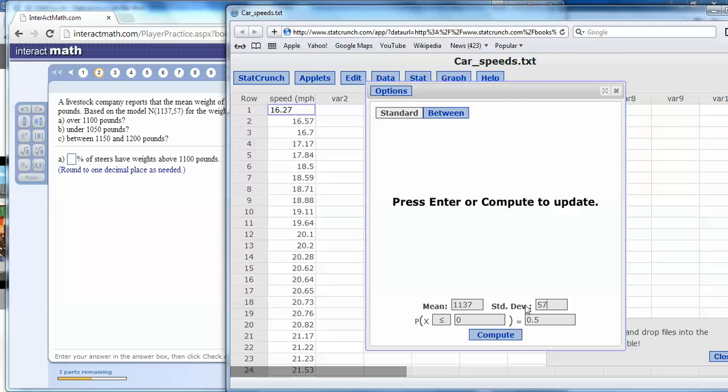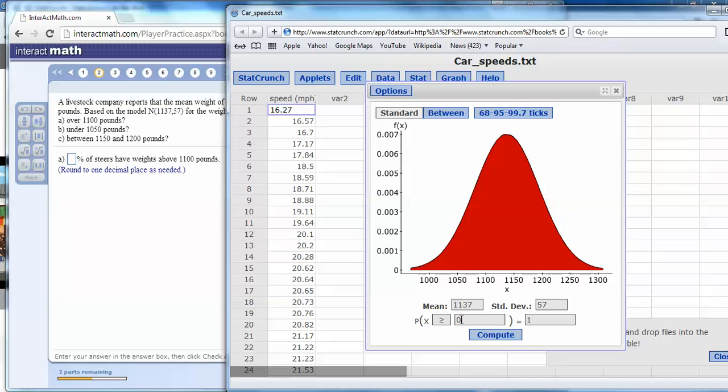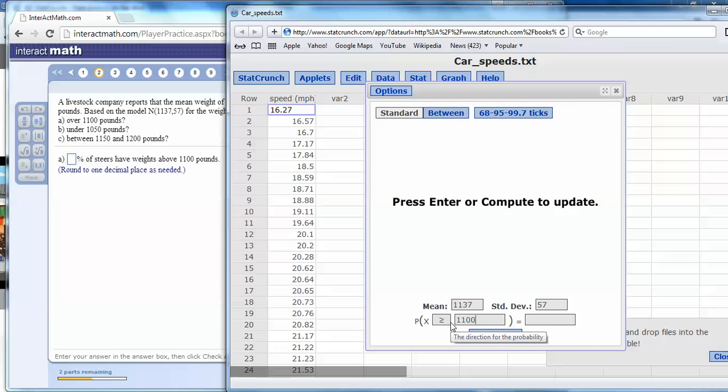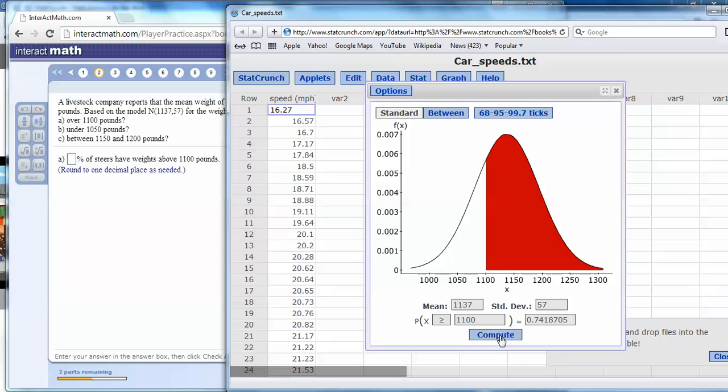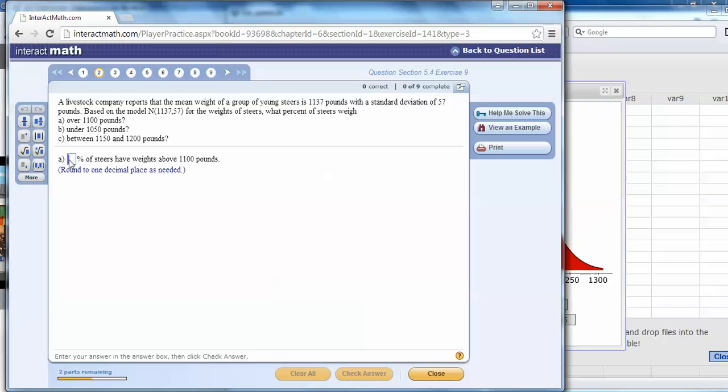And we want to know the percent of steers that will weigh more than 1,100. So I'm going to change the direction here, put in the 1,100 that I'm interested in, and then click compute. So we expect about 74.2%, and notice they want one decimal place in the answers, 74.2, and they want it as a percent. So I'm going to enter that answer in.